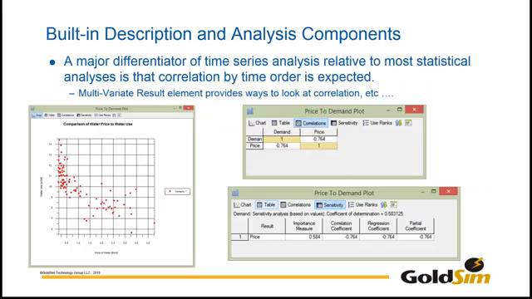And so as we discussed in the initial overview of time series, one of the things that makes time series stand apart from other statistical analysis techniques is that we're expecting some sort of correlation, probably according to time order. So we're expecting today's value to be somewhat dependent on yesterday's value. Okay? And so the multivariate result element provides a way to look at correlation that's built into GoldSim.